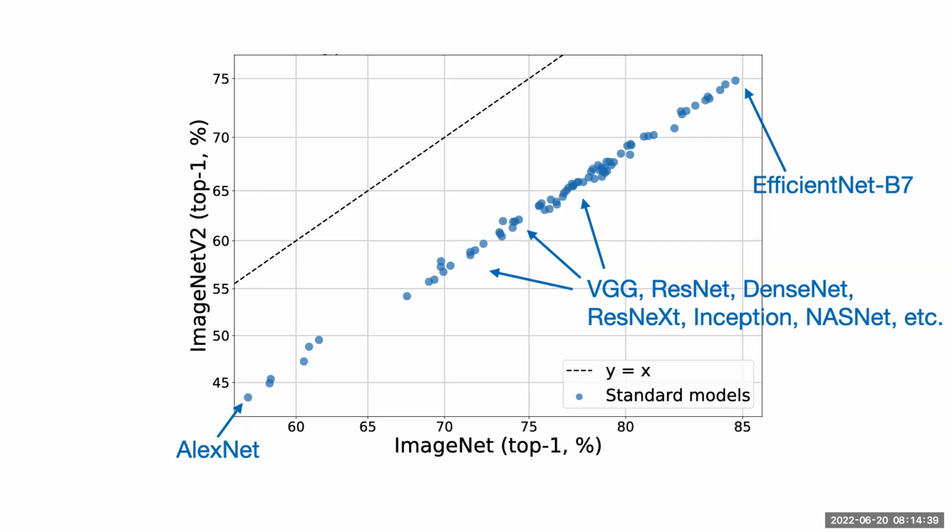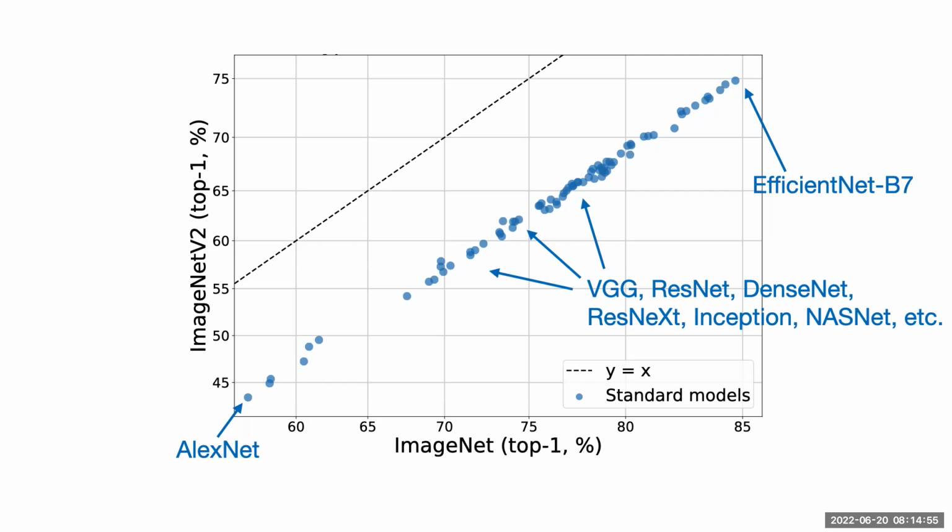And as a starting point here, all of these blue points I put on this plot are what we call the standard models. So these are models just trained to do well on ImageNet. Starting from AlexNet over VGG, ResNet, DenseNet, everything we could find, up to the best model that we found at the time, which was an EfficientNet variant.